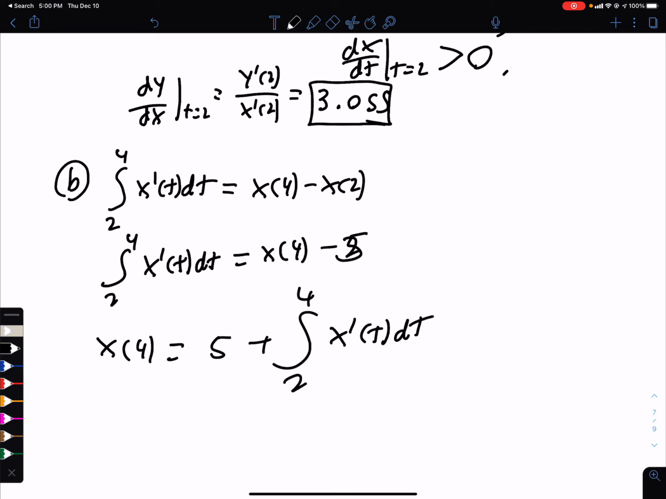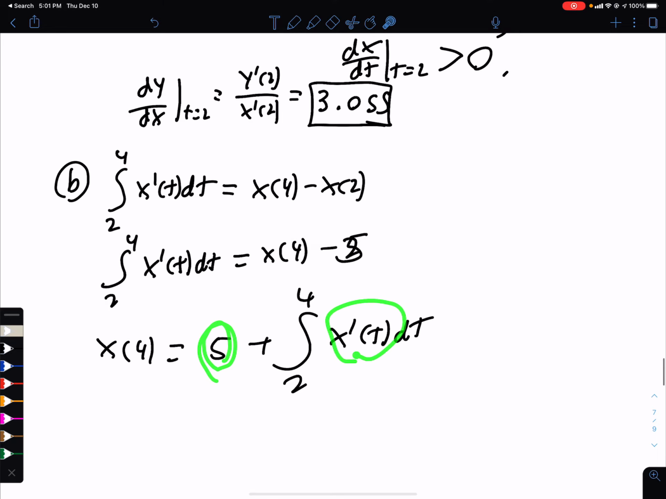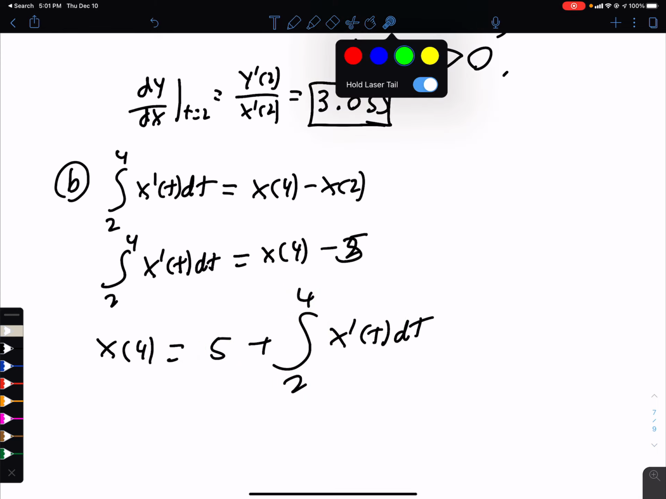Okay, I want to remind you how we learned this last year. This is the starting position. At 2 seconds, it's at 5. If you integrate x prime, it gives you the change in position. How much did the position change from 2 to 4? You add it to where it was at 2, and that gives you the position at 4. Now this, you pop in your calculator, and you get an answer. This will come out to be about 1.253.